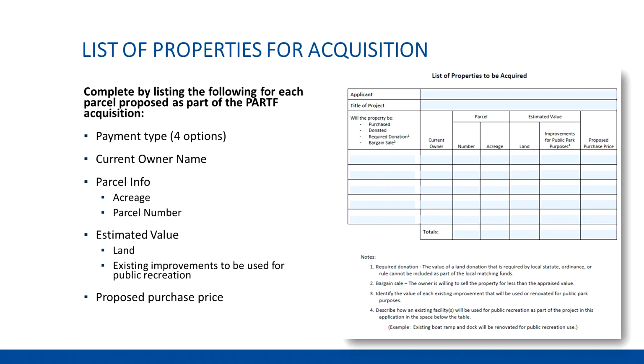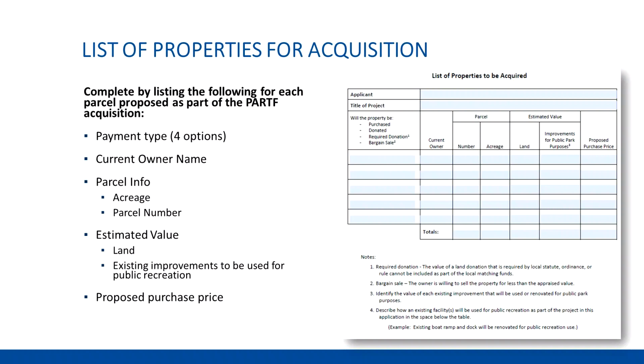So you list that for each parcel, current owner, the parcel number, acreage, and then you want to give it the estimated value for the land, and only include improvements for public park purposes if they're on the property and they will be used for that. So if there's improvements that will not be used for the park, sometimes land has been donated that might have an old home on it, that's just going to be demolished, so it's not going to be used for public park improvements, so it's not included.